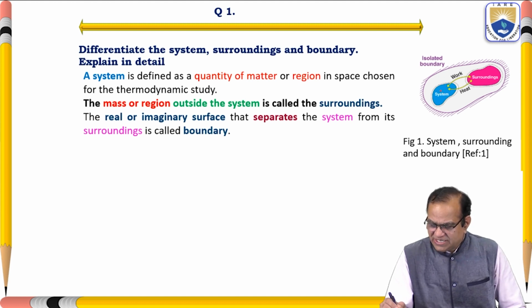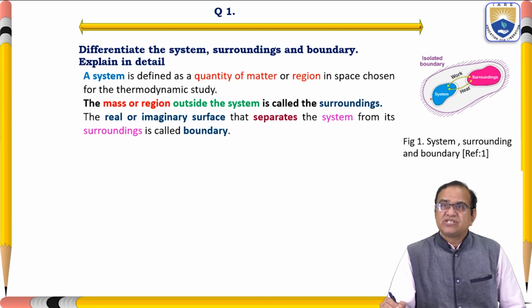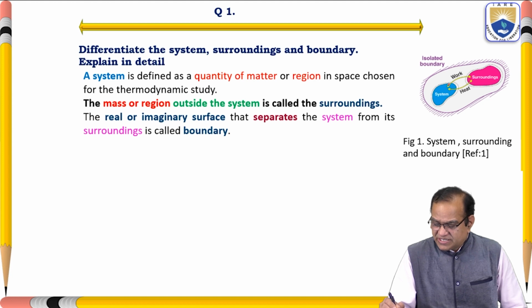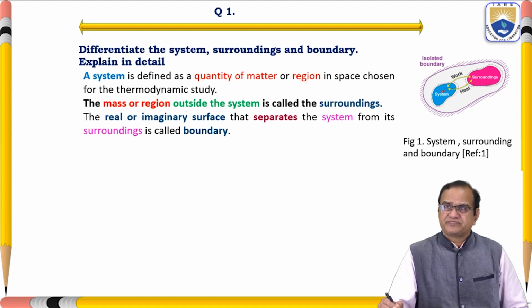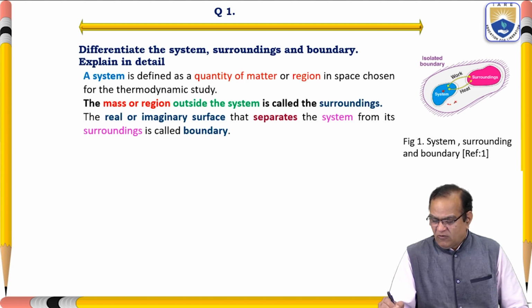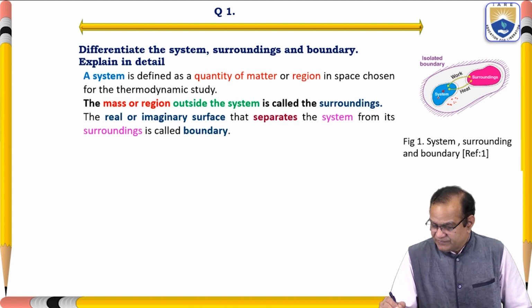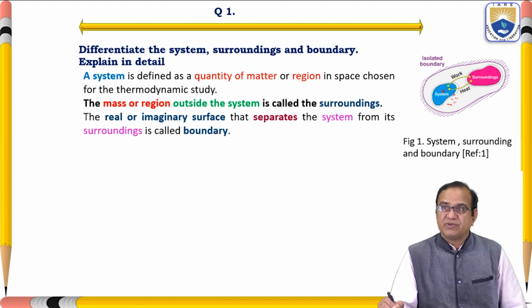A system is defined as a quantity of matter. You can see here there is one system in blue color, in some region, and there is a line which separates this system from the surrounding. Here is the surrounding, and this system will interact with the surrounding. In the surrounding, heat and work can be transferred.